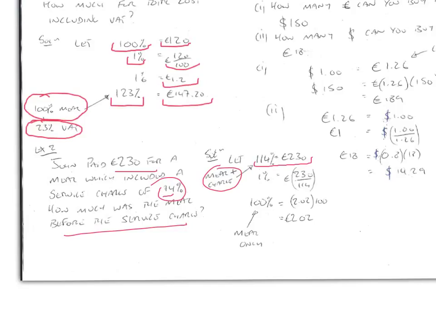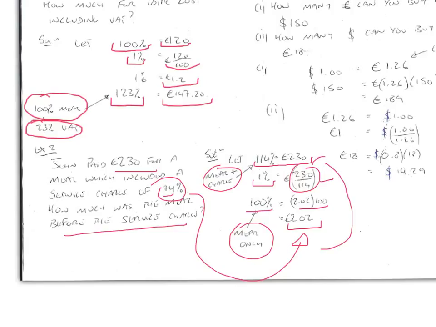And if that's the case, 1% is 230 divided by 114, and therefore 100%, i.e. the meal only, must be this value, which is 2.02 times 100. It's €202. And if in doubt, you can always check your answer and find that 14% of 202 actually gives you 28, which when you add that to 202 gives you 230.